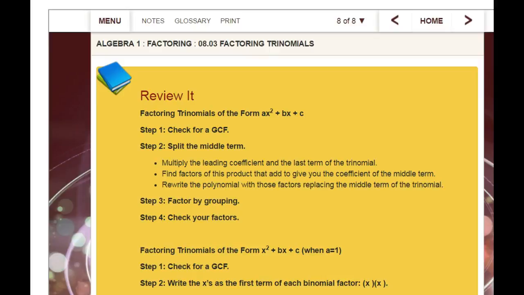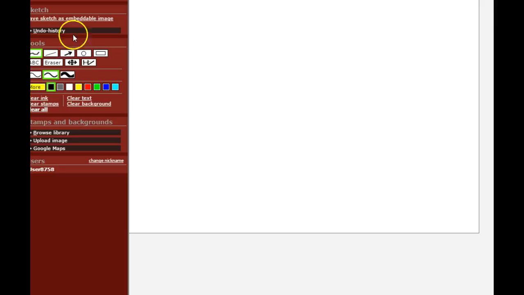Today we're going to practice factoring trinomials. When the lead coefficient a is not equal to 1, we're going to go through these steps: checking for the greatest common factor, splitting the middle terms, factor by grouping, and checking your factors. So let's get started. First off, what does factoring a trinomial mean?